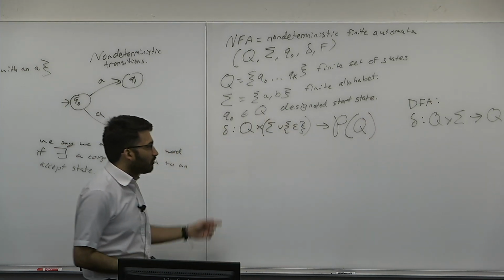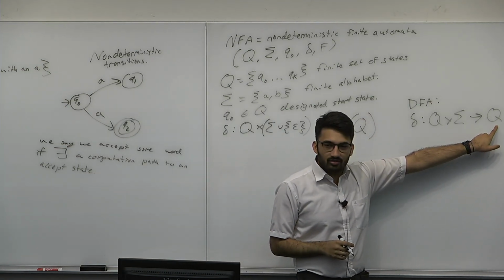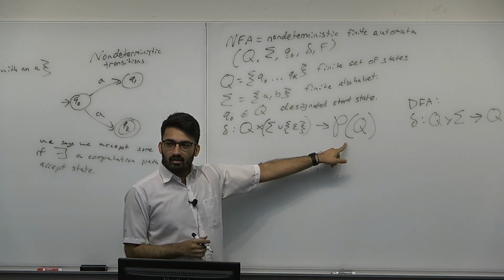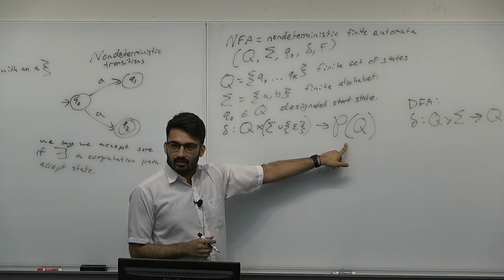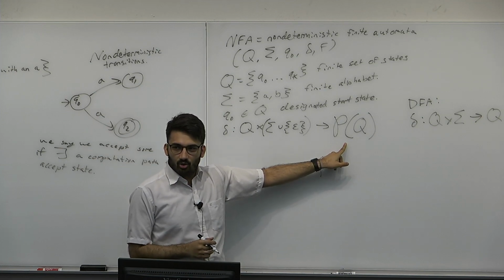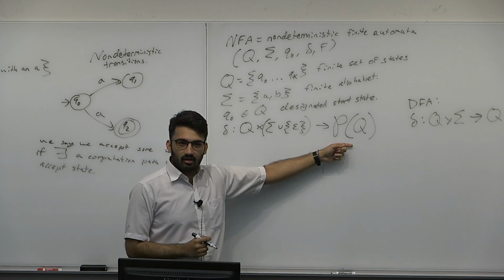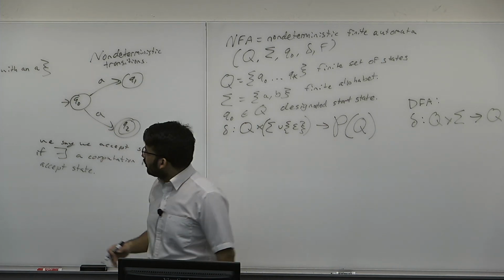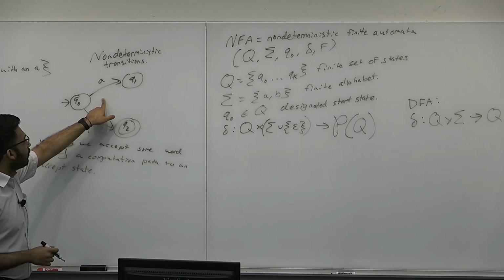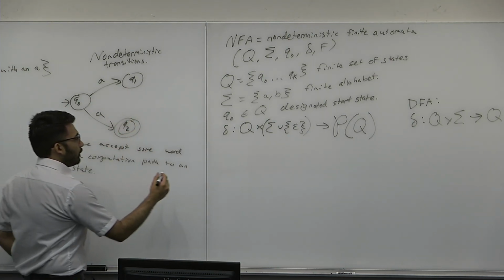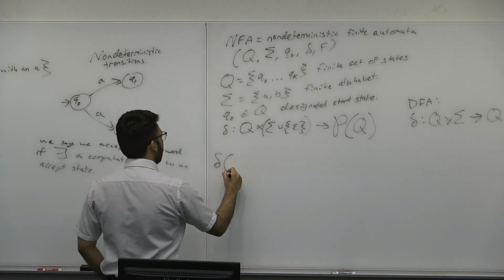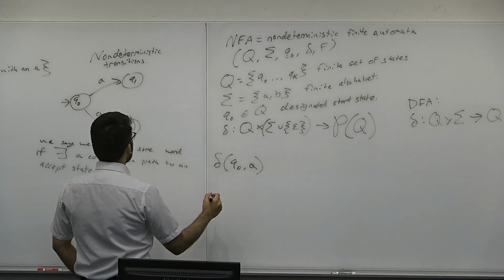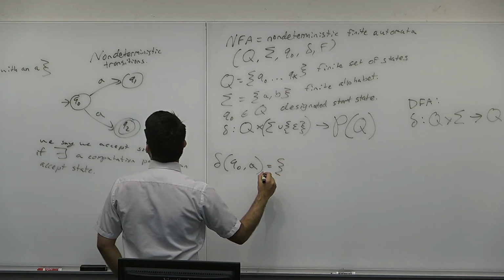Yes. So instead of going to a single state, where the elements of Q are single states, we need to go to a set of states. So when we write the function this way, we talk about the set of the elements this comes from. So it's going to be the set of states, so it's going to be the power set. As an example, here we have Q0, Q1, Q2. We would write delta of Q0 and A as the set Q1, Q2.